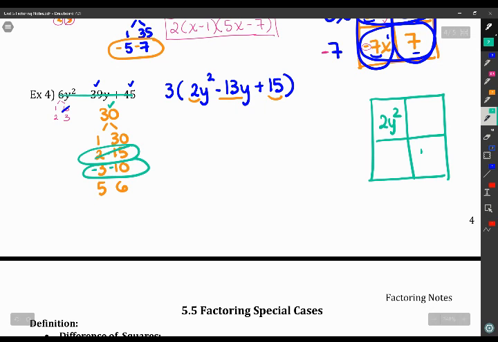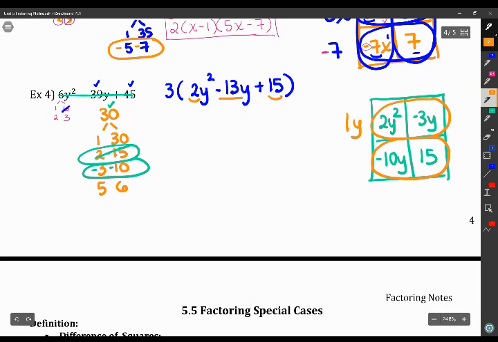Last box is 15, and the pair that I picked was negative 3y and negative 10y. And then as you take the greatest common factor out of this row, choose your smaller number. 2 doesn't go into 3 evenly, so the only other factor of 2 is 1, and they both have a y. And then negative 10 and 15, the factors of 10, 10 doesn't go into 15. The next smallest factor of 10 is 5. The 5 does go into 15, so I can write it down.